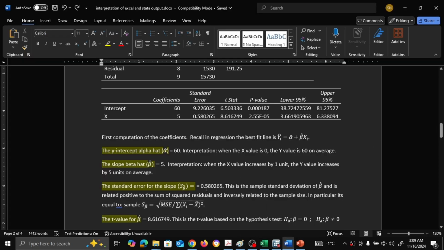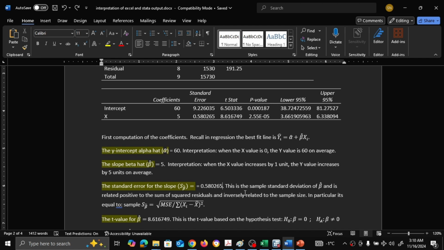Let's continue on now. The standard error S beta hat. This is the sample standard deviation of beta hat, and is related to the sum of squared residuals, and is related to the sample size. So the better the points fit the line, this will be small, and the bigger the sample size, this will also be small, okay? And yes, so this is analogous.